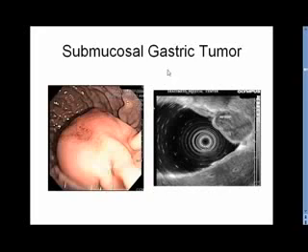This is such an abnormality of the gastric wall, a submucosal mass, in this case a submucosal gastric tumor. Here we see normal gastric folds, and here is a submucosal mass with a relatively normal appearing overlying mucosa. In the center is a small ulceration.